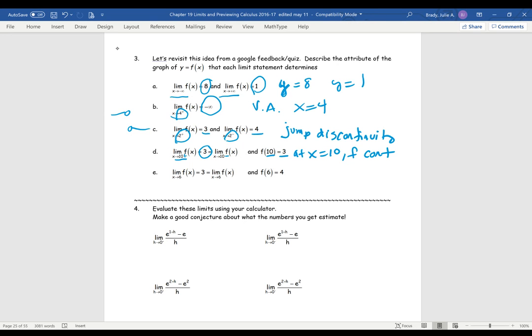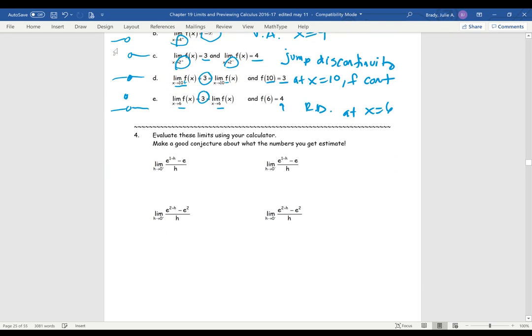Okay, now this next one's a little different. From 6, but this time you think that you're going to hit 3, but the output's 4. This one, you think you're going to hit 3, and the output is 3. So this is called a removable discontinuity at x equals 6.